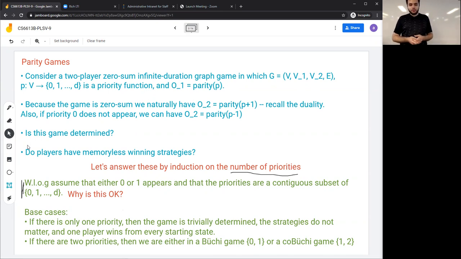Now, what if you have two priorities? Well, because of these assumptions that we have here, if we have two different priorities, then these priorities are either zero and one, in which case this is a Büchi game, or the priorities are one and two, in which case this is a co-Büchi game. And we already know how to solve Büchi games. So the base cases are fine. And also we know that Büchi games and co-Büchi games are memoryless determined. So let's go and do the induction step now.